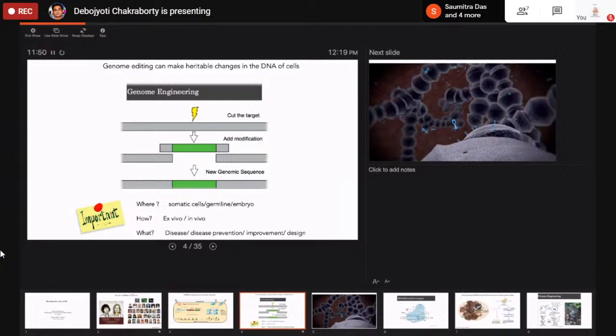And most importantly, what are you doing genome editing for? Are you trying to correct a disease? Do you want to prevent a disease? Or are you making a second generation or third generation of individuals who are, let's say, smarter, have a better IQ, and so on? So these are the questions, a lot of them actually ethical, moral, and less of scientific, that the entire field of genome editing has spawned.